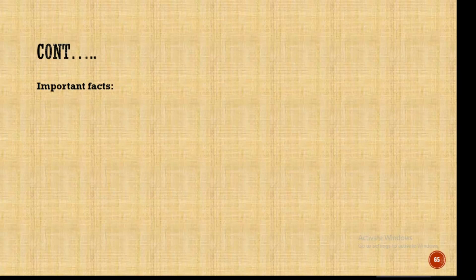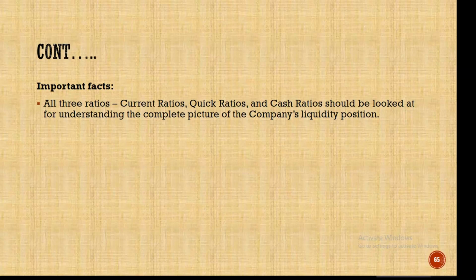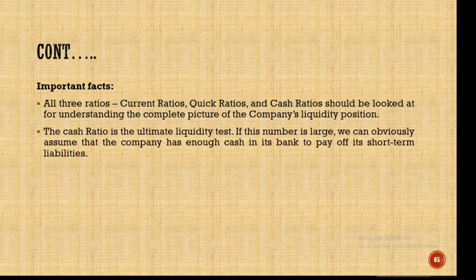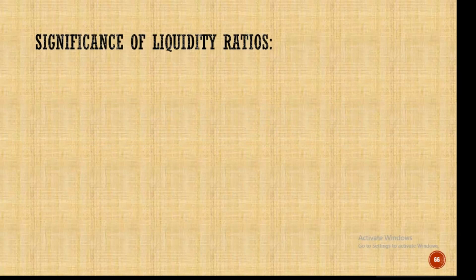Important facts concerned with cash ratio. All three ratios, that is, current ratio, quick ratio, and cash ratio, should be looked at for understanding the complete picture of the company's liquidity position. The cash ratio is the ultimate liquidity test. If this number is large, we can obviously assume that the company has enough cash in its bank to pay off its short-term liabilities. Now, let us see the significance of liquidity ratios.